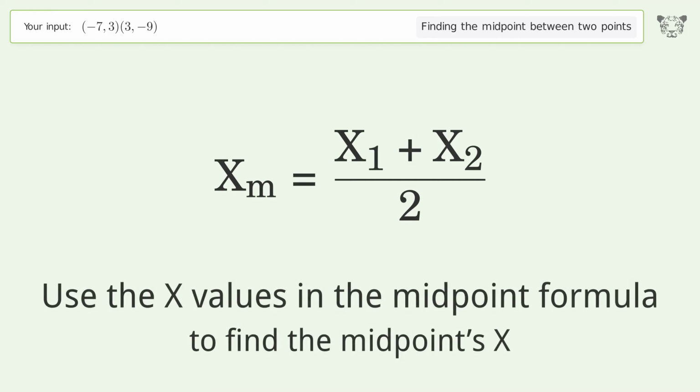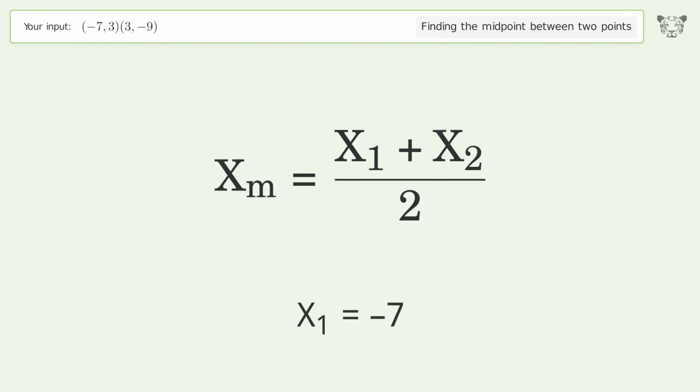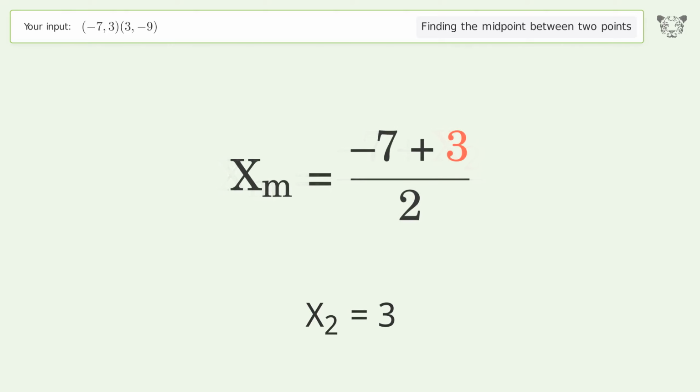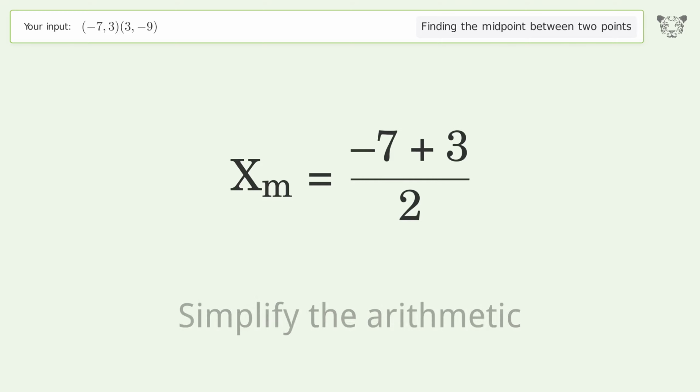Use the x values in the midpoint formula to find the midpoint's x. x1 equals -7. x2 equals 3. Simplify the arithmetic.